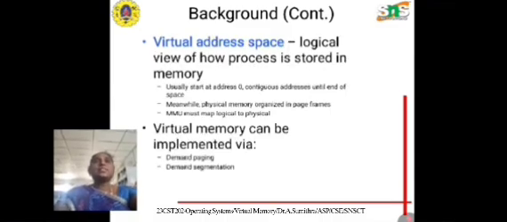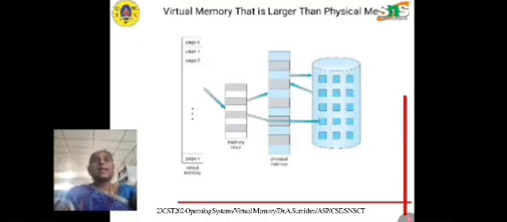Segmentation divides memory into variable sized segments such as code, data, and stack. The difference from paging is that, unlike paging which divides memory into fixed size blocks, segmentation divides memory based on logical division. The segment table is used to manage the segments, storing the base and the limit of each segment.